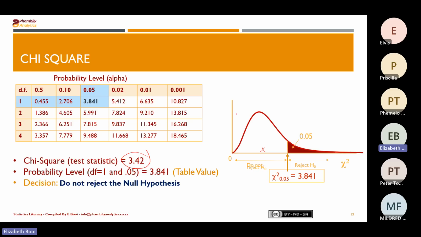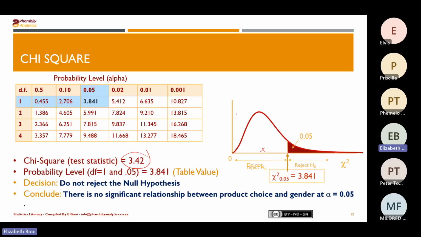We do not reject the null hypothesis, and therefore we can conclude by saying that there is no significant relationship between the choice and gender at alpha of 0.05. And that's how you do your chi-square test. Let's look at another example.